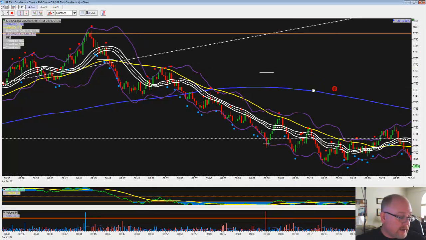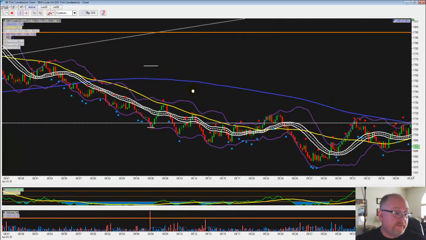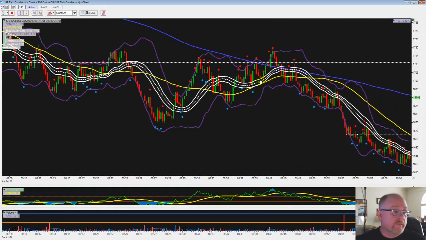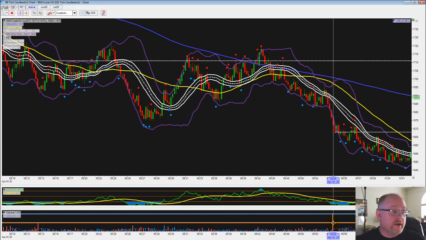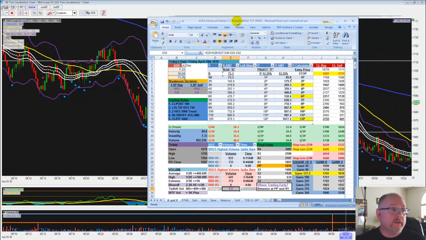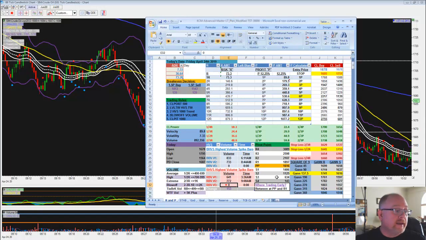Now, at 9:55, right here, we see our first volume bar that's over 1,000. And you'll notice I have a 500 volume bar on the volume, and this is a 1,000 volume bar. This is the first one that goes over 1,000, but more importantly, it's the first time in the trading session, so 8:44, 9:55.